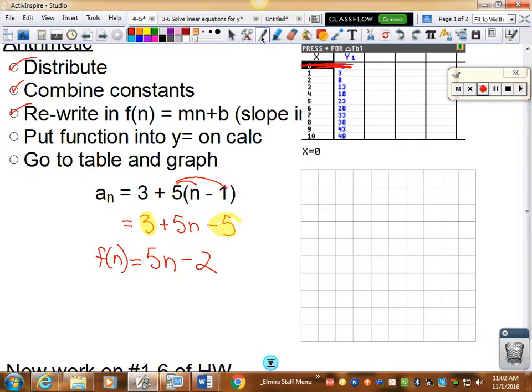So on our squares, we're going to start at 0, 1, 2, 3, 4, 5, 6, 7, 8, 9, 10. Okay, I have to start at the origin with 0, but I'm only going to graph from 1 on. Now, on the y-axis, this represents term number. On the y-axis, okay, that's going to represent the number in the sequence.